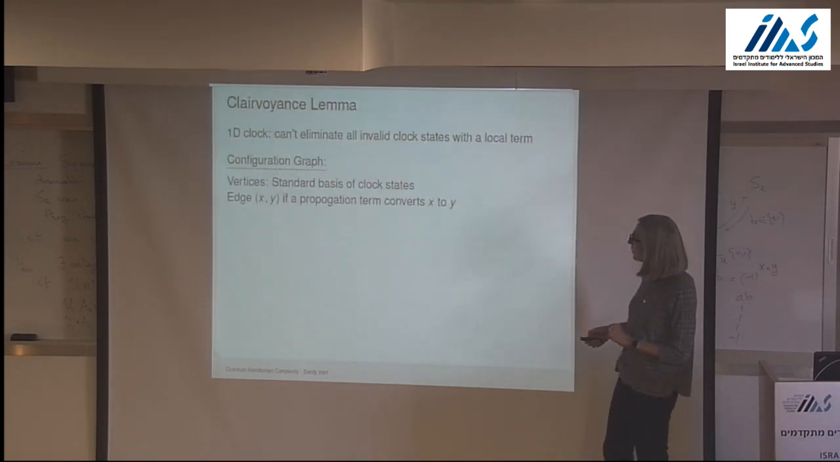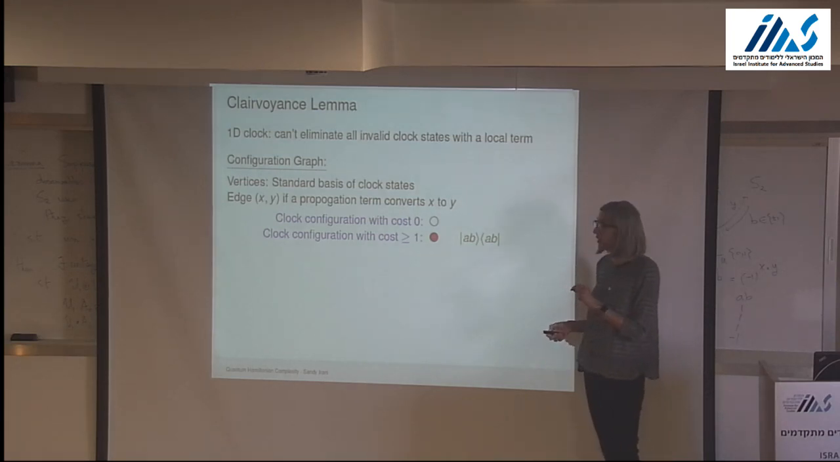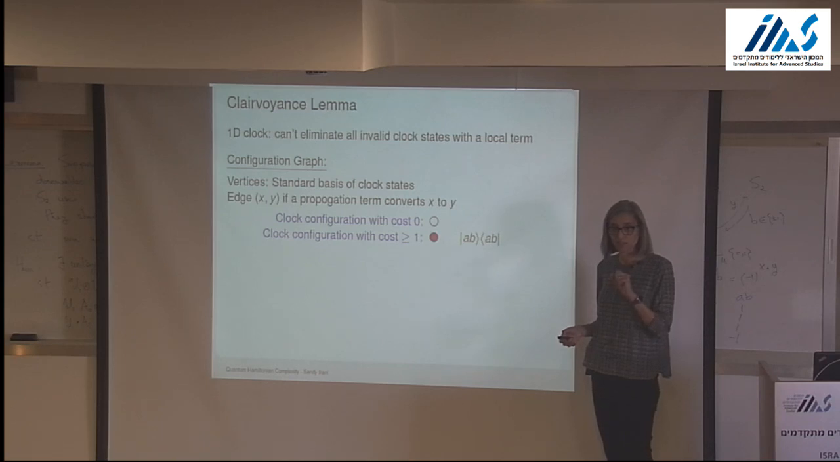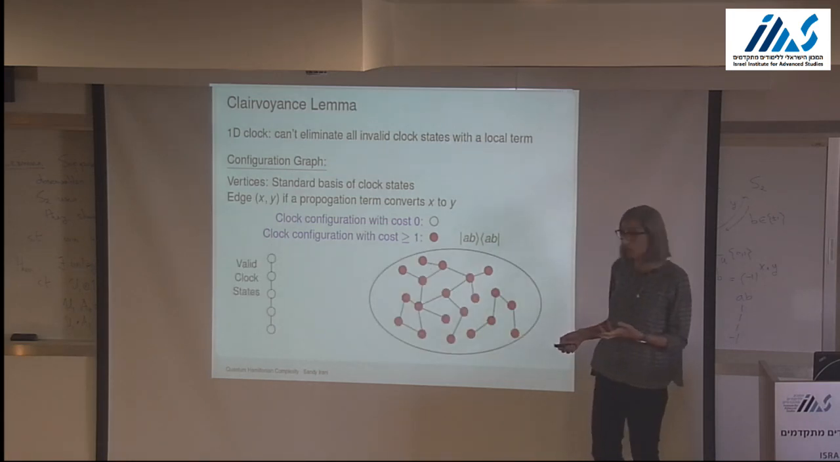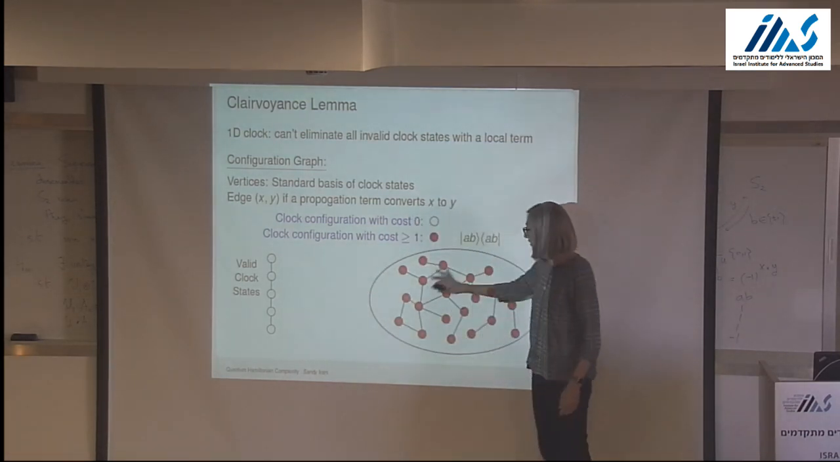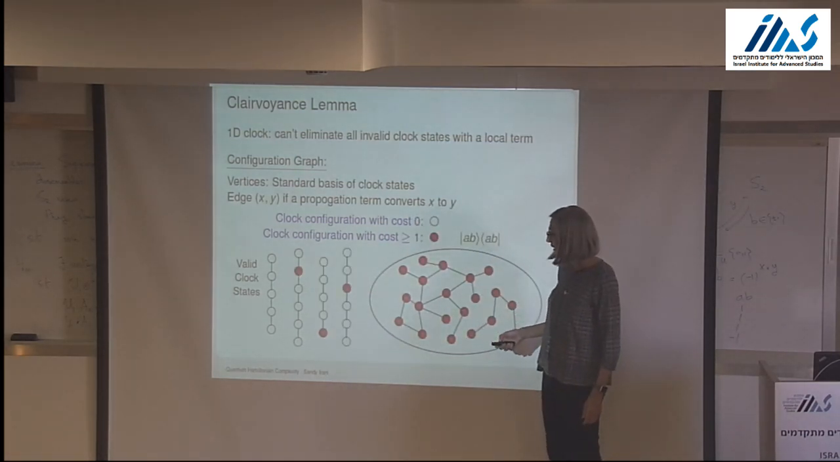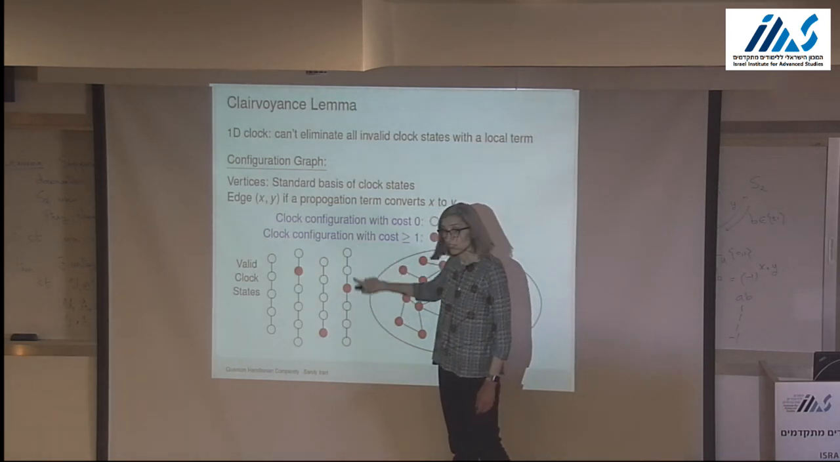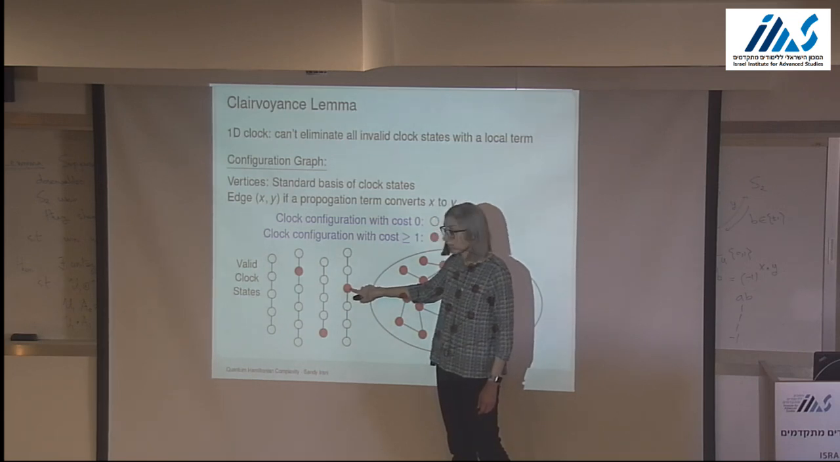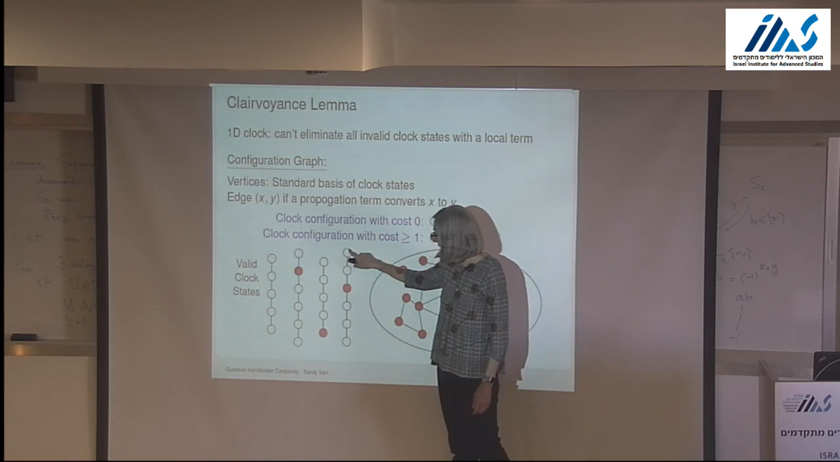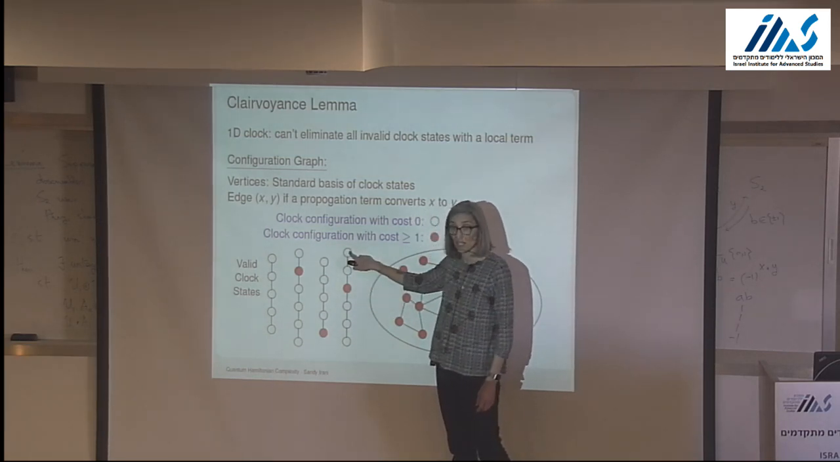There's one difference with the analysis here: in this construction, we're not able to outlaw all the invalid clock states with local terms. So what we have is this configuration graph. Here are our valid clock states. Here's this messy graph with invalid clock states. And we have some of these chains with a bunch of valid clock states and then an invalid one in the middle, okay? And we want to argue that any state in here is going to have high energy.